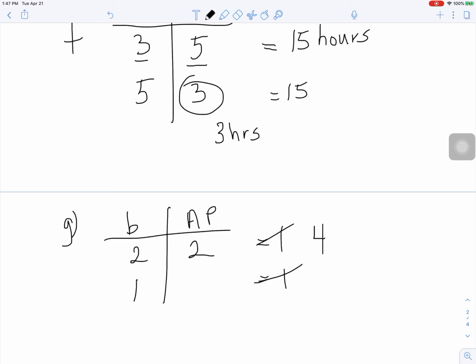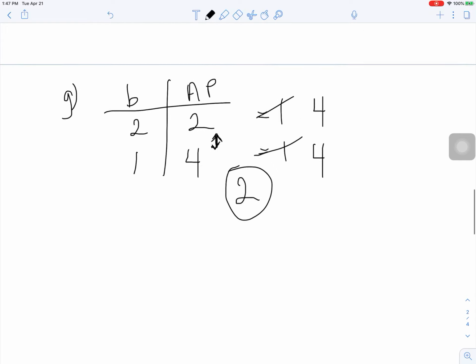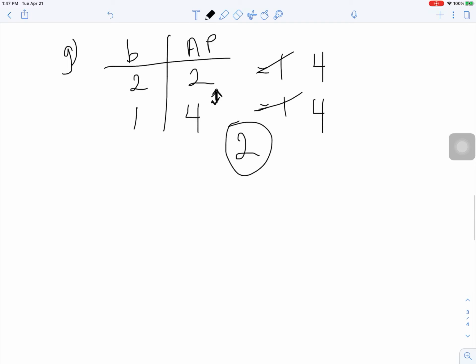And now we're going to make the balloon half its size, so make it into 1. That means that air pressure has to be 4 in order for this to work. And so you notice that between these two numbers here, our scale factor is 2. We've doubled it. Hopefully that makes sense the way this all works.